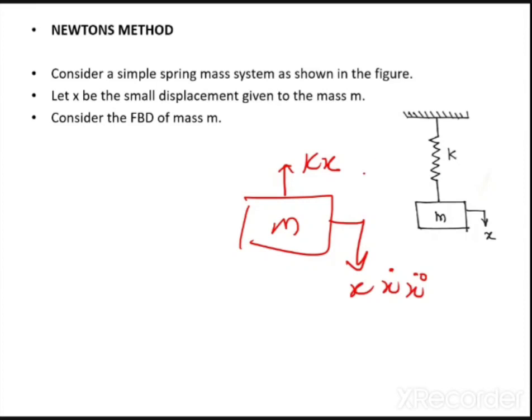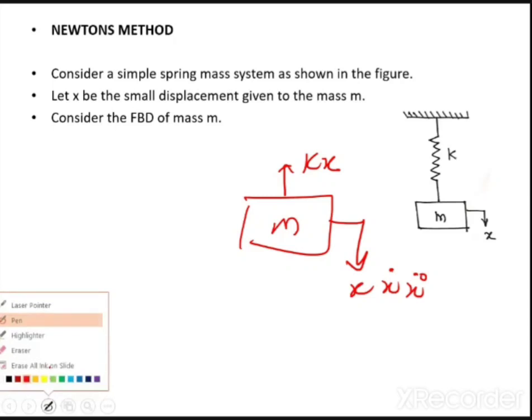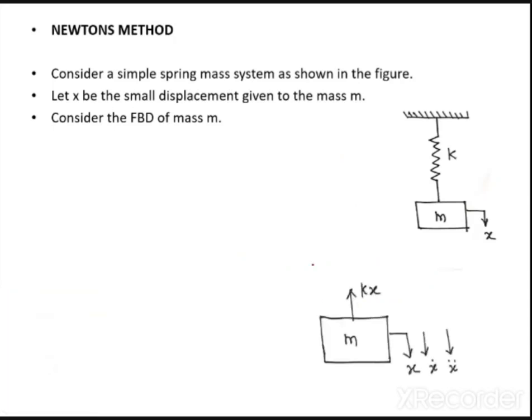So here in Newton's method, we do not consider the inertia force. Inertia force is considered in D'Alembert's principle. Okay, I hope it is clear to you. So this is your FBD. Very simple. In the FBD, you don't have an inertia force. Now, according to Newton's law, summation of F is equal to ma.